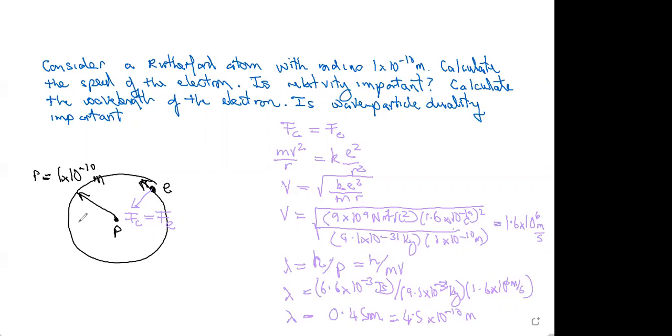Anyway, that was an example of the Rutherford atom. It's a classical atom in which an electron orbits a nucleus like the Earth orbits the Sun. It's the electrical force rather than the gravitational force that's providing the centripetal force to maintain the orbit. And based on that model of the atom, we are able to investigate whether relativity would be important in the atom, not very important, and whether the wave nature of electrons would be important in the atom. That seems like that would be very important.